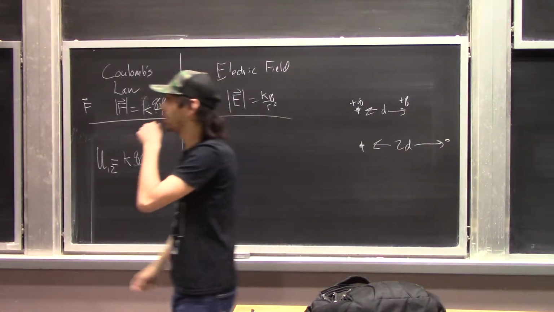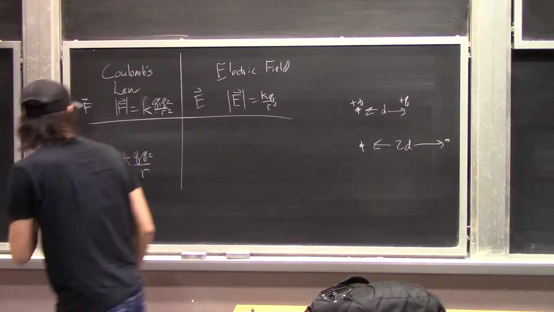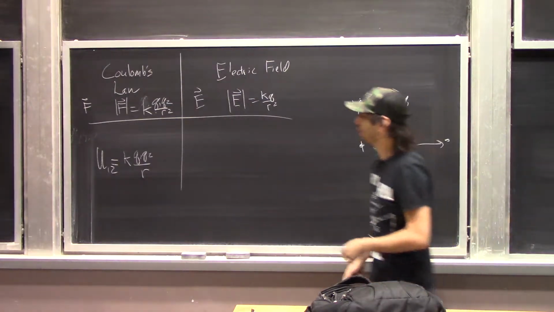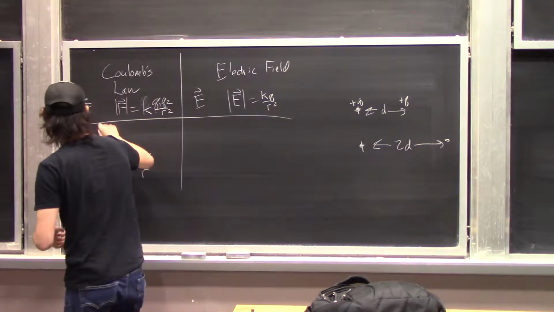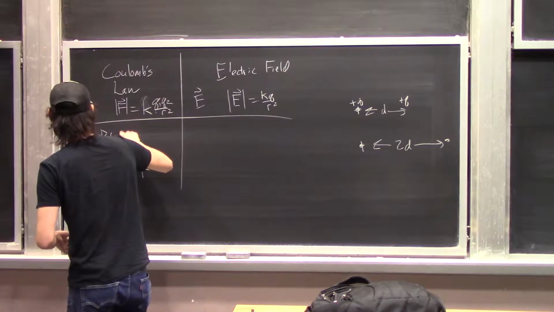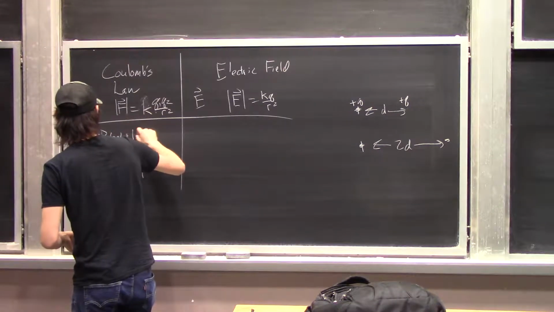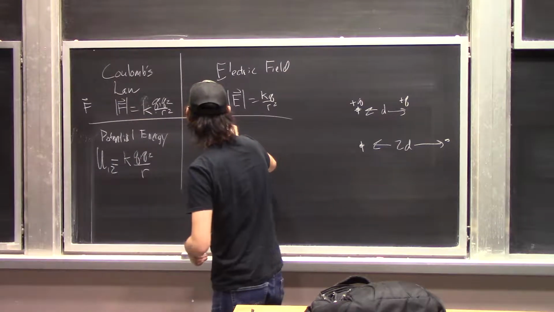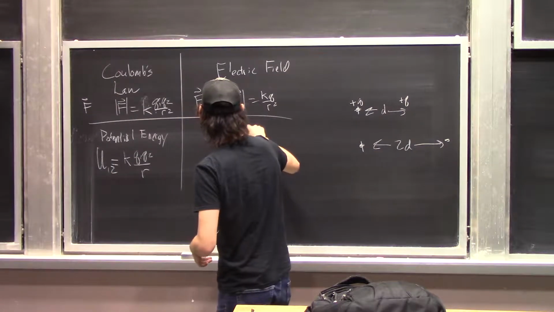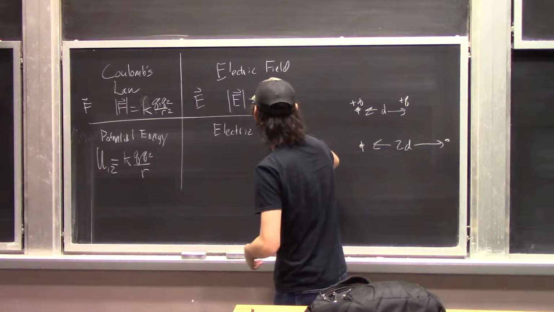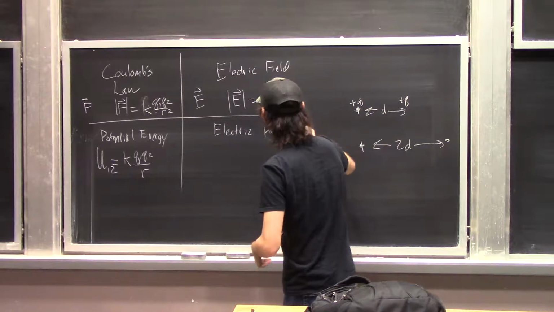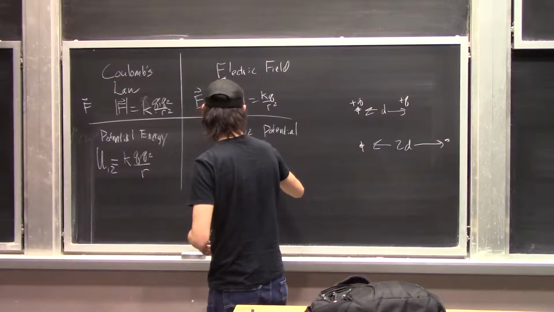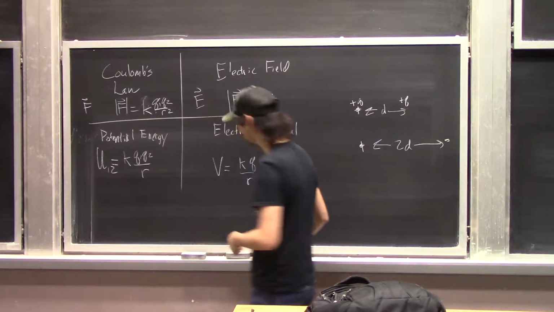We're going to continue with some of those calculations, but what we're really after is this bottom right corner. If this is the potential energy, this is what's called the electric potential. And for a point charge, this takes the form V is going to be equal to KQ divided by R, okay?